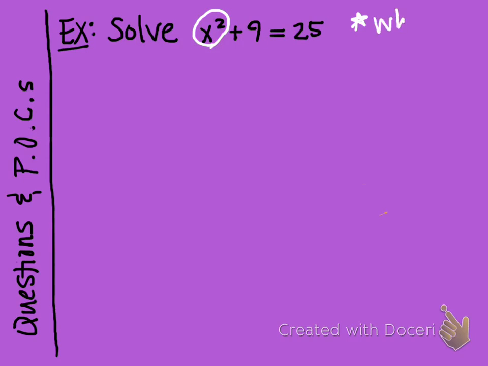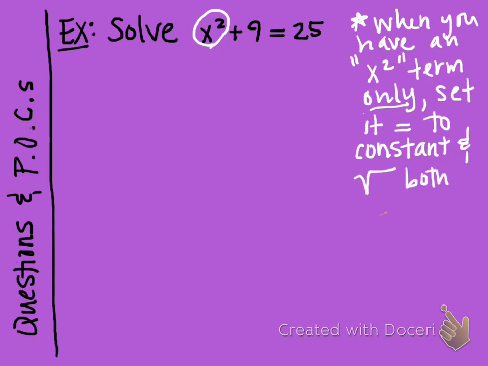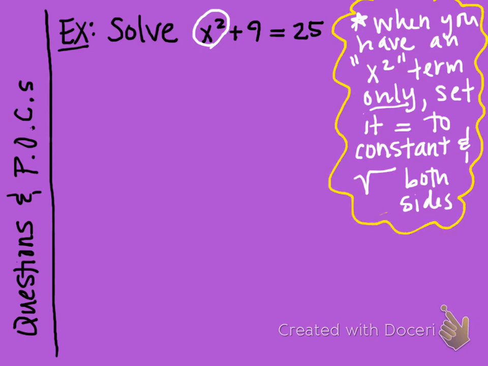So write this little note off to the side. When you have an x squared term only, meaning no x term, you're going to set it equal to the constant. And by constant, I just mean the number. And take the square root of both sides. So when you have this case, those of you who don't like to factor, you don't have to factor. Kind of cool. Okay, so let's try that.